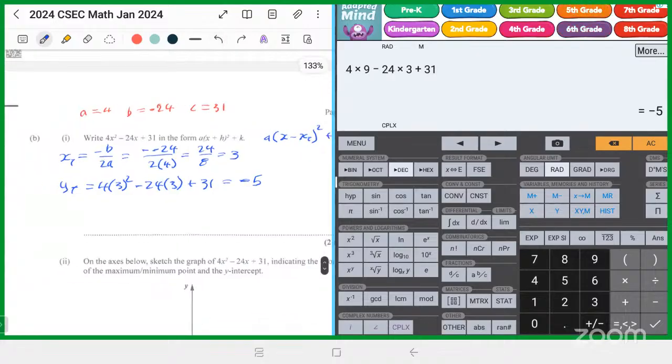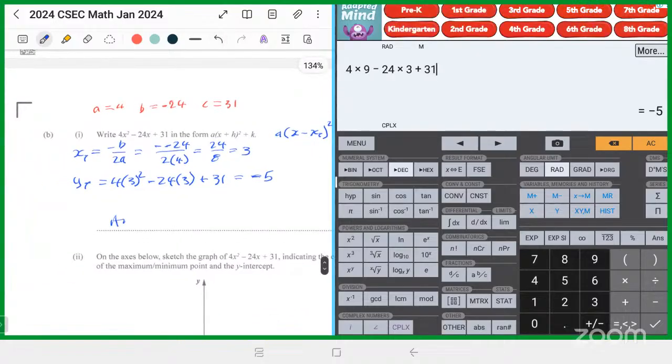So the expression becomes this. This is the answer now. I'm going to put it here in this form. So the a is 4 into x minus the xt, which is 3.